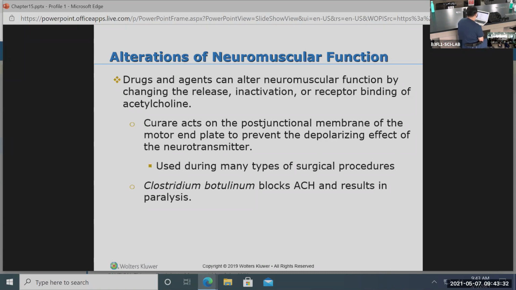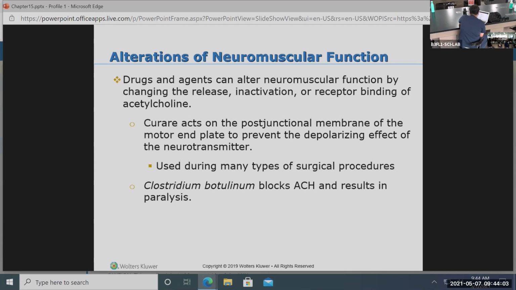Curare is a drug or medication that acts on the post-junctional membrane. The post-junctional membrane is the plasma membrane of the muscle fiber, where we have a receptor we call the motor end plate. What Curare does is prevent the depolarizing effect of acetylcholine.